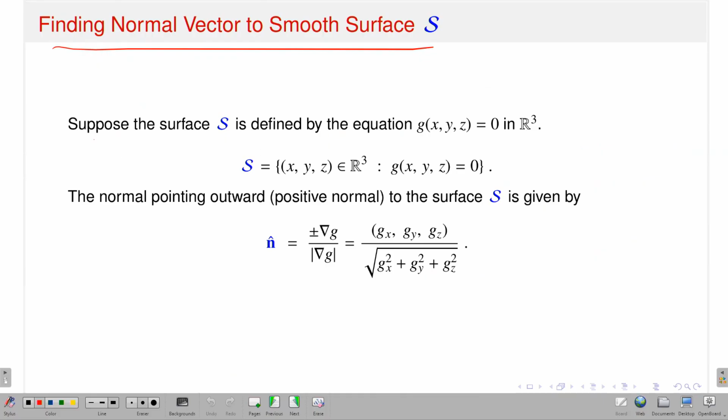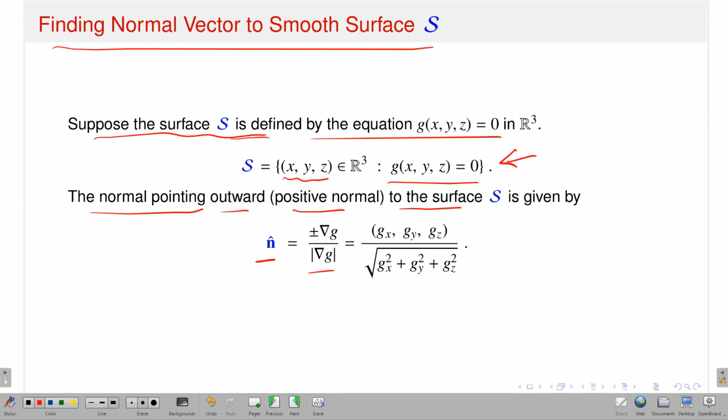And the third one is if my surface is given as a level surface. That means if I have a surface S defined by the equation g of x y z equal to 0, that is, the set S is given by x comma y comma z where g of x y z is equal to 0, then what is the corresponding unit normal vector in this setting? The normal pointing outward, or positive normal, to the surface S is given by n cap, which is plus or minus gradient of g divided by modulus of gradient of g.